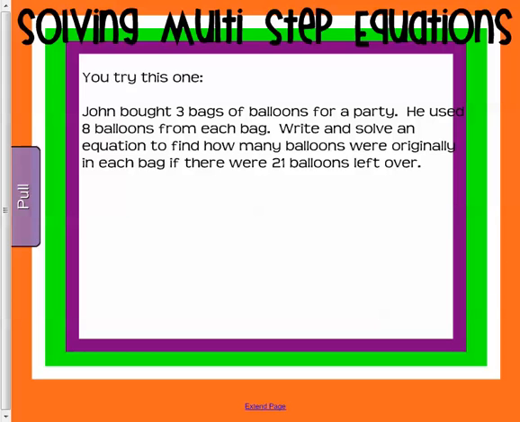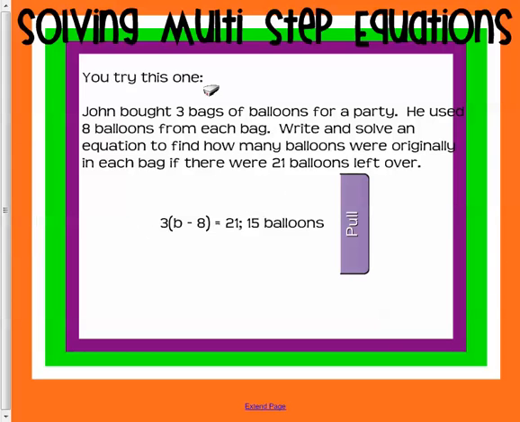Okay, so here's how I did it. So some information we know. There's 3 bags and he uses 8 from each. So he also tells us that there's 21 balloons left over. So that's what we set equal. So 3 bags with an amount of balloons taken 8 away. So 3 times our balloons is 3b minus 24 equaling 21.